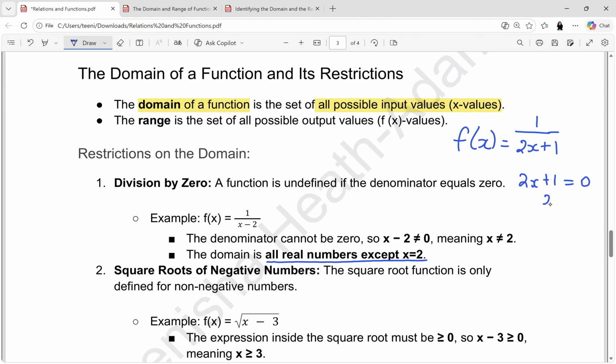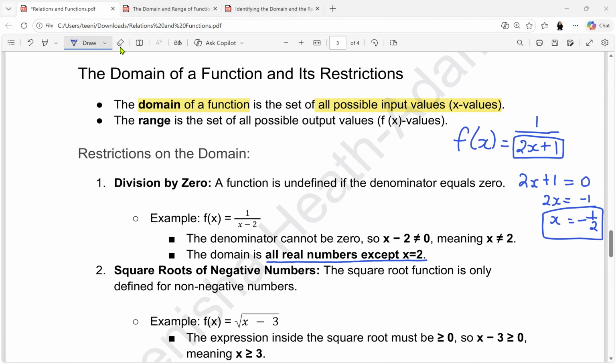So this will be 2x is equal to 0 minus 1, and so x is equal to minus a half. So it means that the domain of this function will be all values of x, all the real numbers, except when x is equal to minus a half. Because when x is equal to minus a half, the denominator here will be equal to 0. So that's one restriction on the domain when you're looking at rational functions.